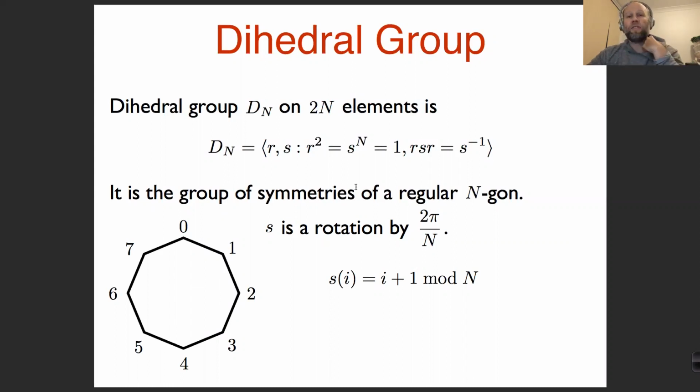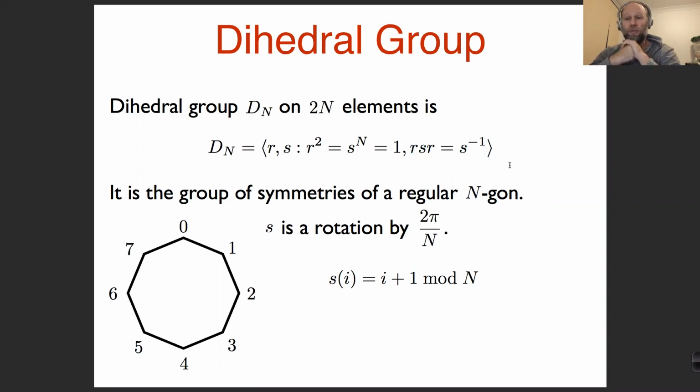Okay, so the order of S is n, right? Because if I apply that operation n times, then I'll be back where I started, sending 0 to 0 and 1 to 1, etc. The reflection and the rotation satisfy this relationship, and these are basically all the defining properties of the Dihedral group. So it's generated by two elements. One has order 2, one has order n, and they satisfy this relationship. Okay, so that's the Dihedral group.